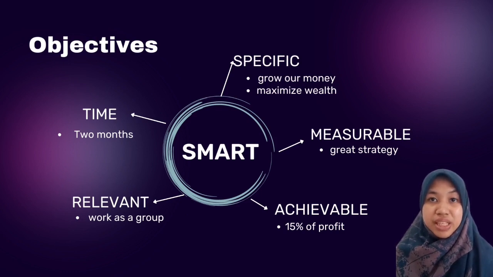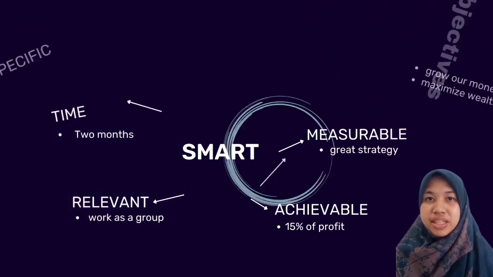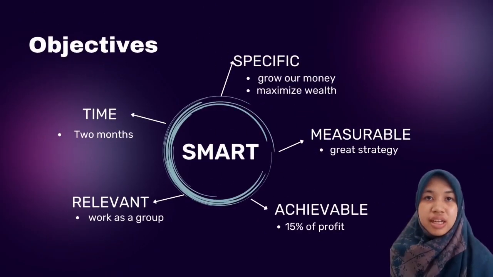Next is achievable. Our group believes that we can achieve our target profit, that is 15%. Next, relevant. To reach our target, we work as a group that gives benefits to each other. Lastly, we set to achieve the objective 1 month before the game ends.